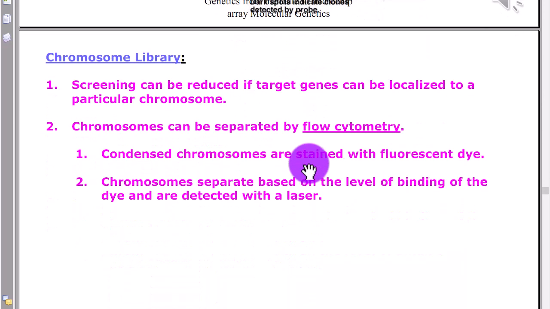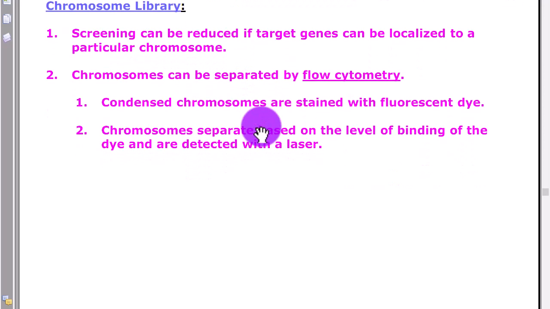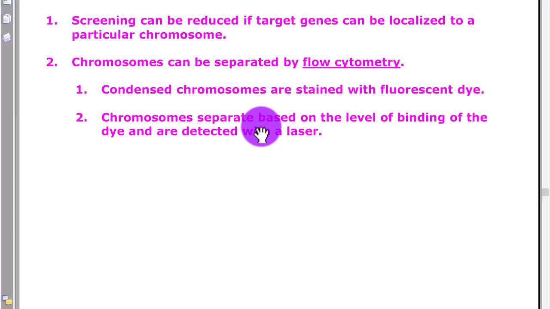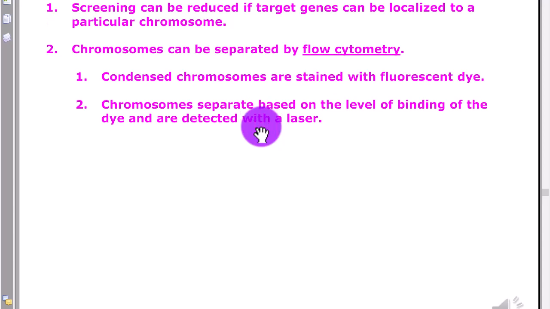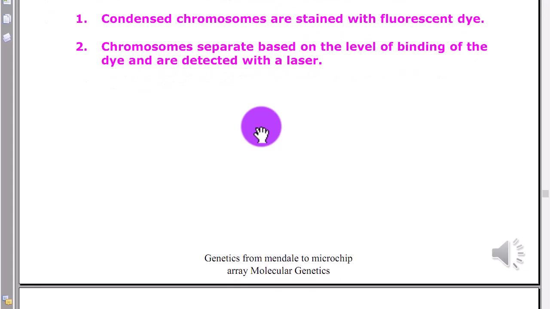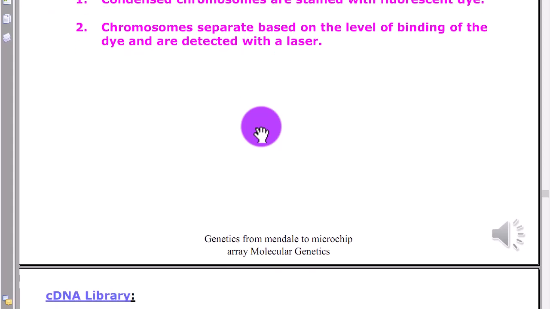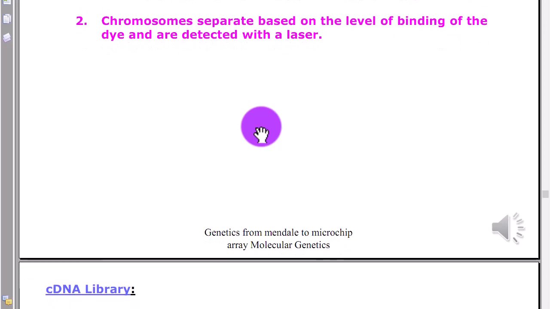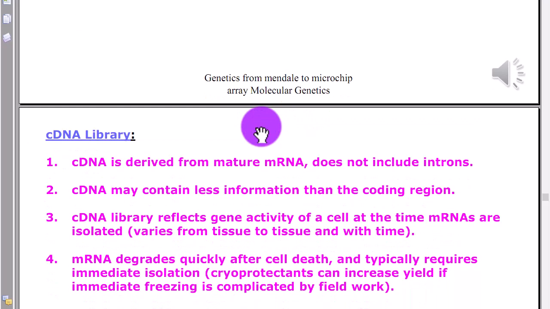Chromosome library. Screening can be reduced if target genes can be localized to a particular chromosome. Chromosomes can be separated by flow cytometry. Condensed chromosomes are stained with fluorescent dye. Chromosomes are separated based on the level of binding of the dye and are detected with a laser.